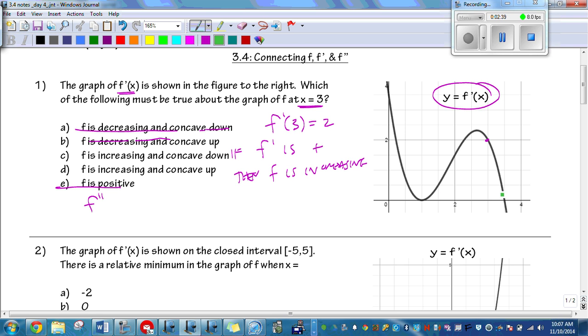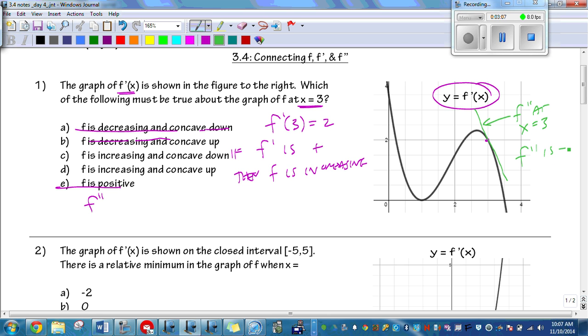Since it's above 0, that means the first derivative is positive. If we're below 0, the first derivative is negative. But now we're changing gears and looking at the second derivative from this graph. What's that? It's the slope, right? If we look at the slope of this line, that is the second derivative at x equals 3. Is that slope positive or negative? Negative. Right? So the second derivative is negative.